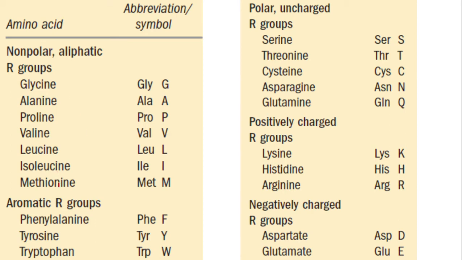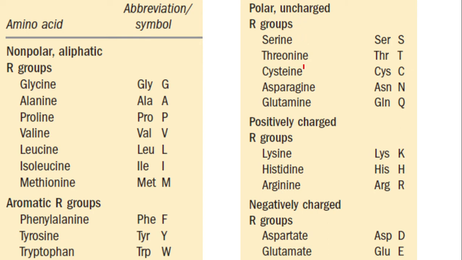Then, those amino acids which are having aromatic R groups. Under that category, phenylalanine, tyrosine, and tryptophan. Remember, alanine is coming under the non-polar aliphatic R groups category, while phenylalanine is coming under the category which is having aromatic R groups. And then we have amino acids with polar uncharged R groups: serine, threonine, cysteine, asparagine, and glutamine. These many are having polar and uncharged R groups.